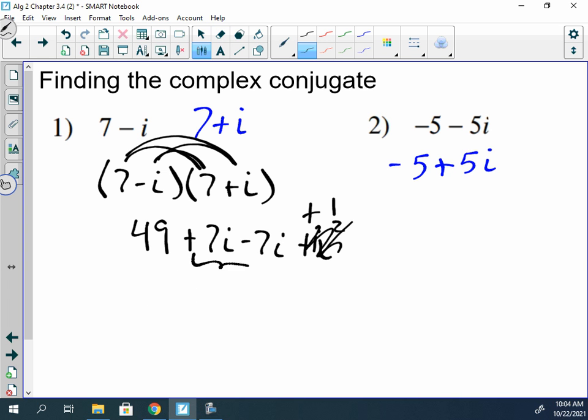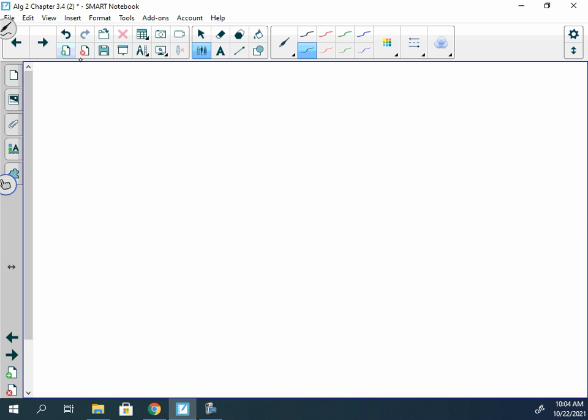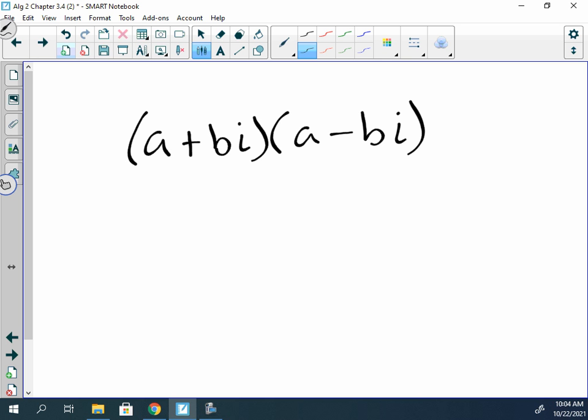What's 7i minus 7i? So I have 49 plus 1, which is 50. So wait a minute, when I multiplied the conjugates together, what happened to i? They cancel out. Do we have i anymore? No. And what's kind of interesting, if we look at the conjugates, because we said a plus bi, its conjugate is a minus bi for any values of a and b.